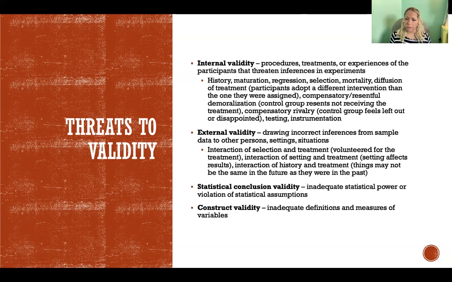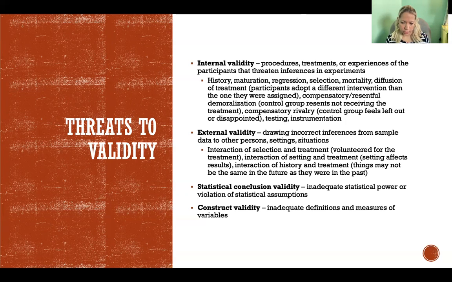Or interaction of the setting and the treatment. So if the setting that the experiment is taking place in has an effect on the outcomes of the study, then we can't assume that those outcomes will also be the same if that same experiment is done in a different setting. And then also interaction of history and treatment. So we tend to make the assumption that if something happened a certain way in the past, that it will continue to happen that way in the future. But that is, of course, not always the case. So just because something happened a certain way doesn't mean it will always happen that same way.